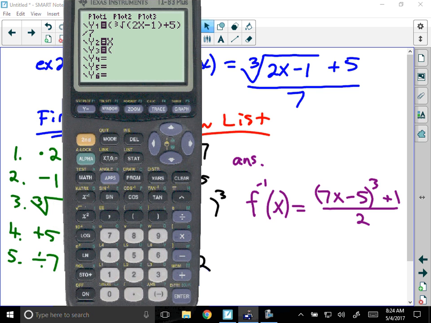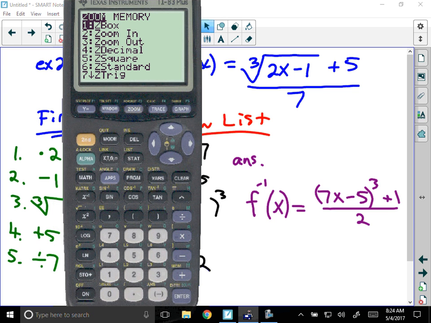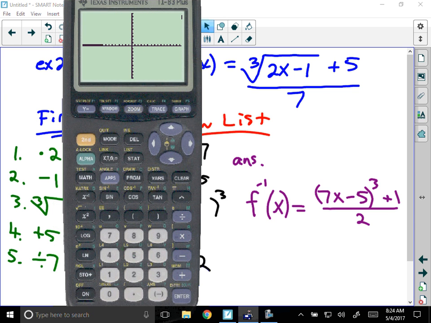So I'm going to start up the numerator. I'm going to start up a quantity of 7x, take away 5, close it. Cube that, plus 1, and the numerator. Divide all that by 2, and I'm going to do a zoom square. Here we go. Let's see how we did.